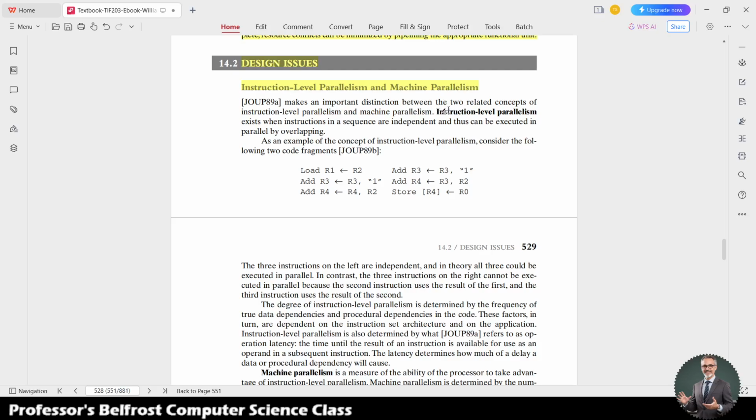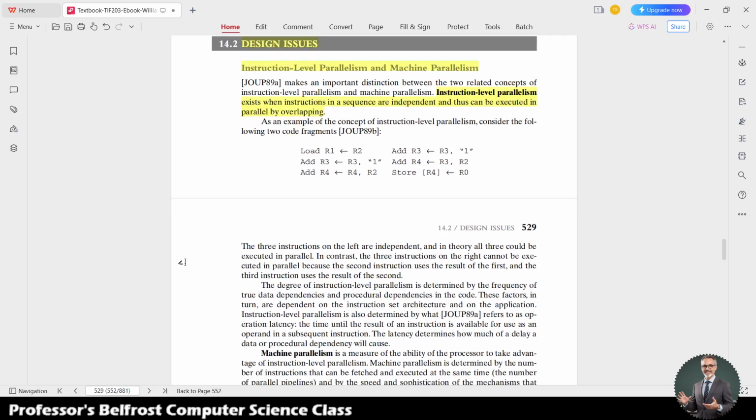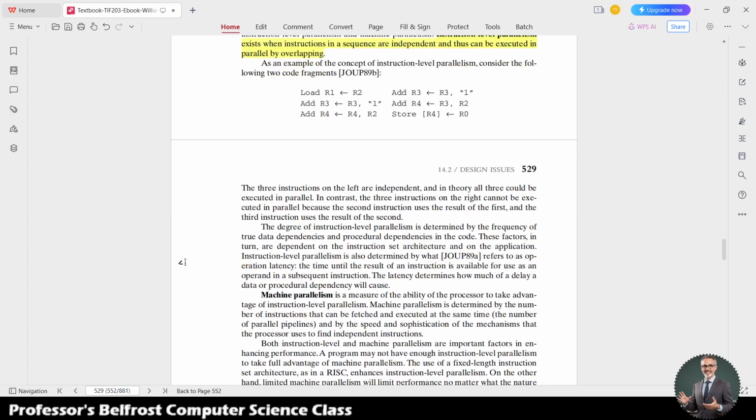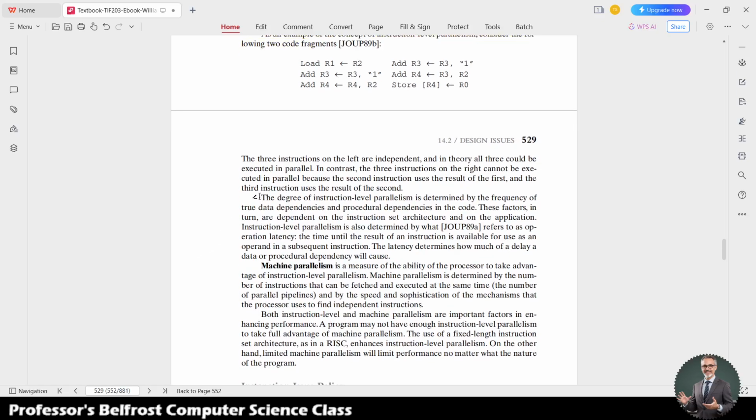The first one is instruction level parallelism. It exists when instructions in a sequence are independent and thus can be executed in parallel by overlapping. The degree of instruction level parallelism is determined by the frequency of true data dependencies and procedural dependencies in the code. These factors in turn are dependent on the instruction set architecture and on the application. It is also determined by operation latency, which is the time until the result of an instruction is available for use as an operand in the subsequent instruction.